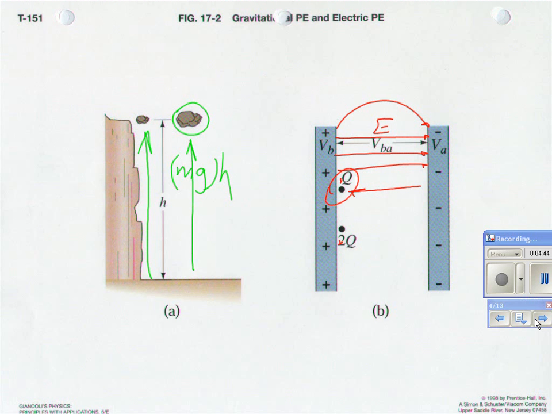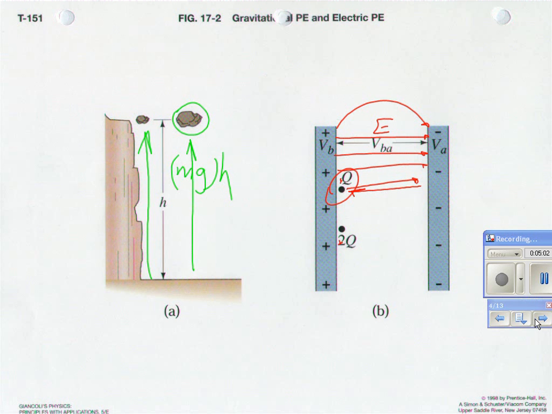Because they're positively charged, I'm going to say they're positive. If I was to release this object, let it go, what would it do? It would move this way. Talk to me about how it would move. Fast.